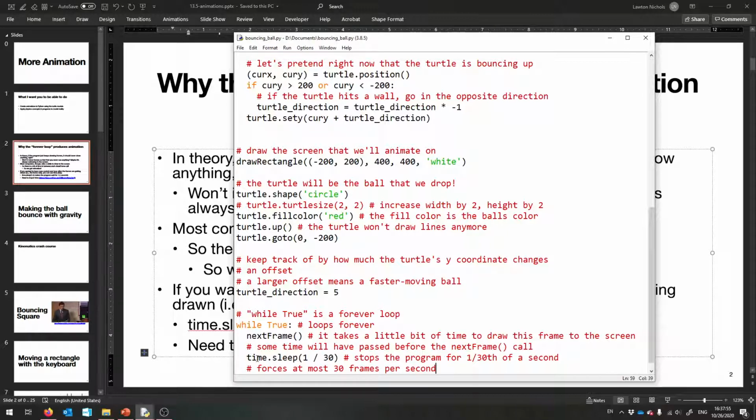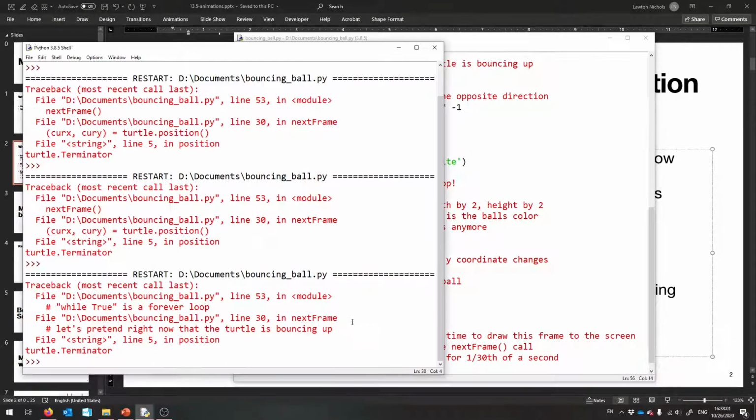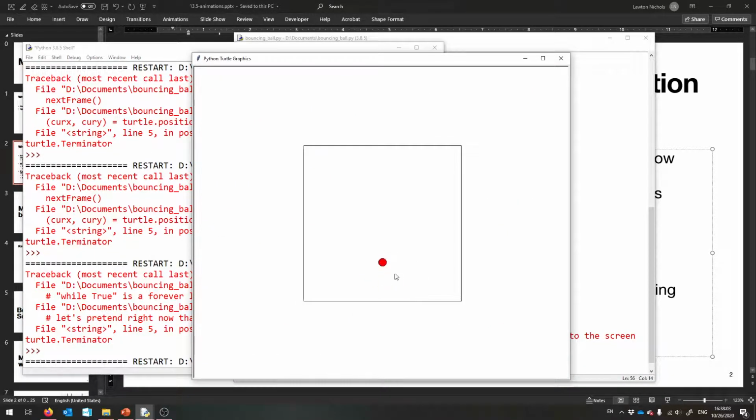But obviously, because it takes time to draw the next frame, it's going to wait a bit longer. It's going to be a bit less than 30 frames per second. Okay? But it will happen. So this is what happens when you make it wait. It's going a bit slower. You see that?